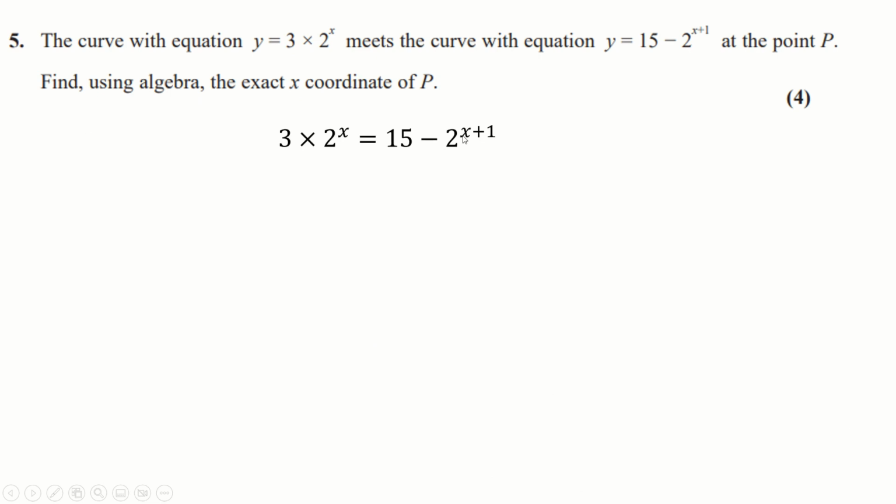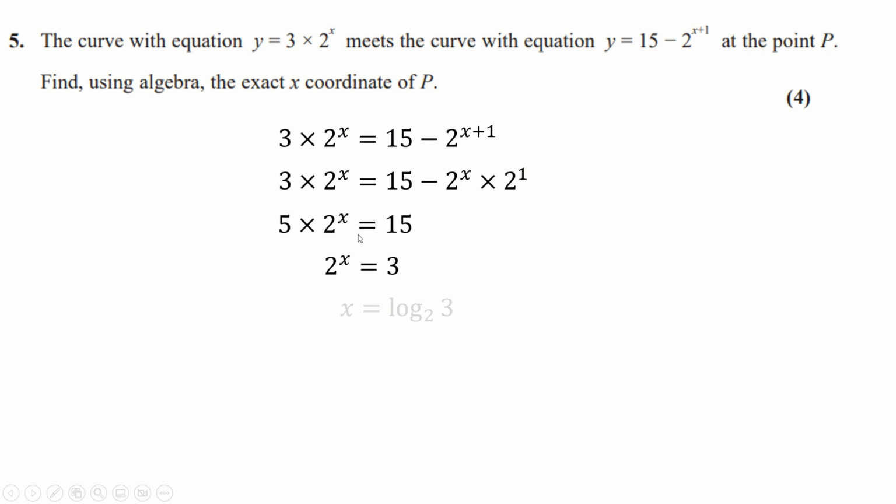Now here you can just say this is 2 to the x times 2 to the 1, because you would add these together. If you're doing this, which would create that, and of course this is just 2 lots of this. This is 3 lots of this. So if I just add 2 lots of 2 to the x to both sides, I get 5 lots of 2 to the x is 15. Divide by 5, and then just do log 2 of 3, and you get your answer.